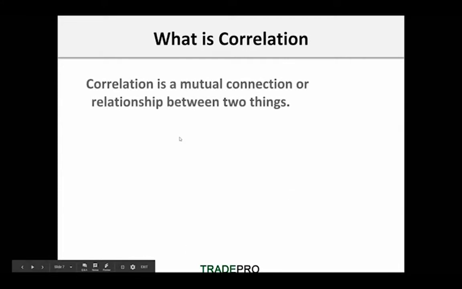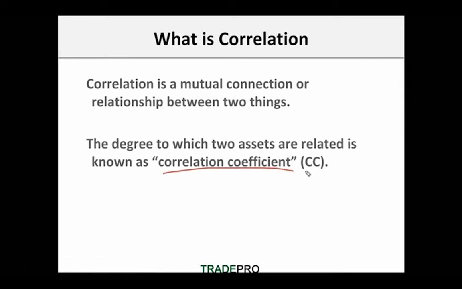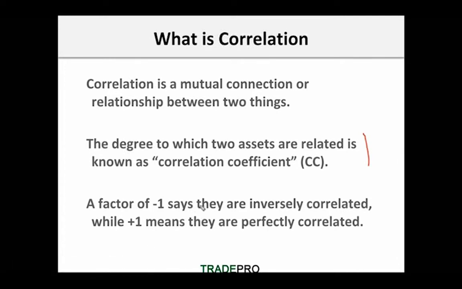It's a mutual connection or relationship between two things, and the degree to which two assets are related is known as a correlation coefficient. It's called CC. And the higher that value is, anything up to 1 means you're perfectly positively correlated. If you're a +1 correlation with your spouse, it means you're completing each other's sentences. If you're a -1 correlation, it means you're exact opposites.